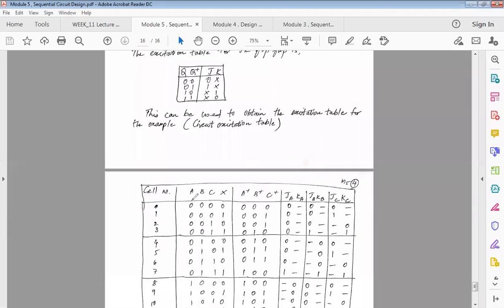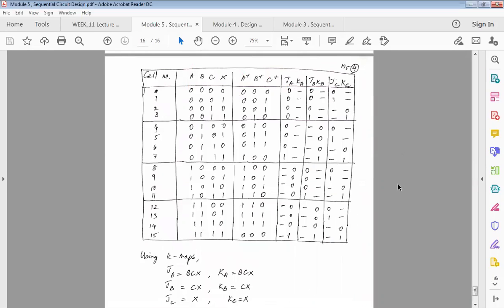So you will have to compare the value of A with A plus, the value of B with B plus, and the value of C with C plus. So only those columns you will have to check. For example, here A is 0, and here A plus is 0. So for inputs 0, 0, I will be checking for the first one, which is 0, don't care, right? So here I'll be putting 0, don't care. Like this, you'll have to check the values for all the entries.